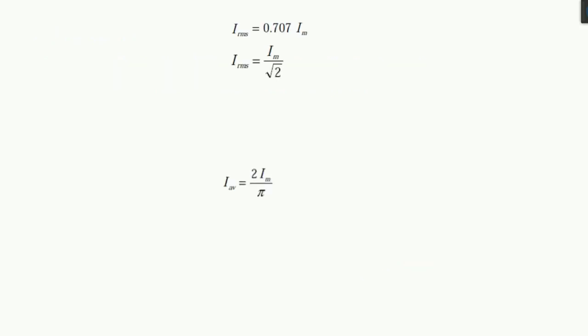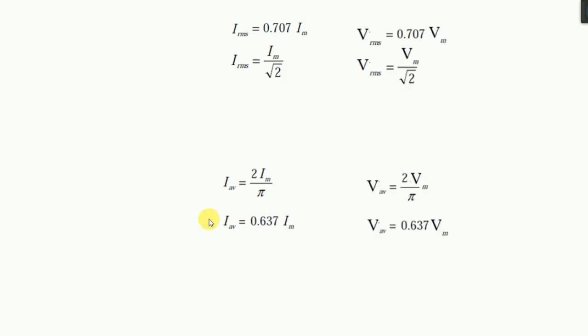And these are the formulas. This is for RMS value and this is for the average value. And if you consider the voltage, you have to just change I with V.